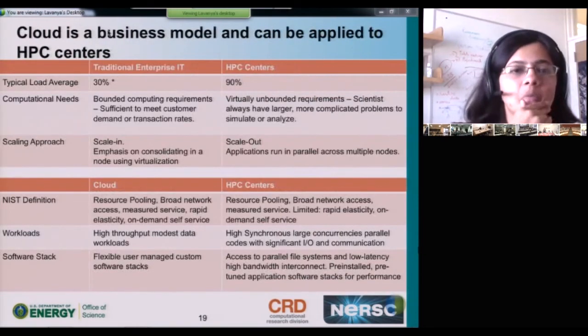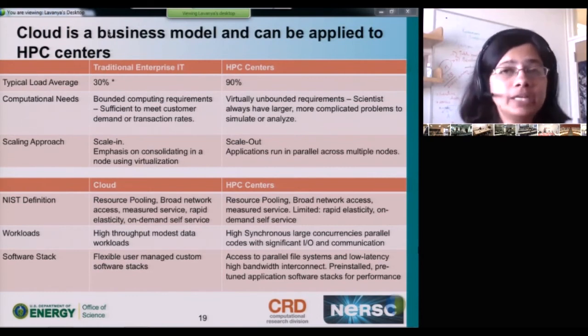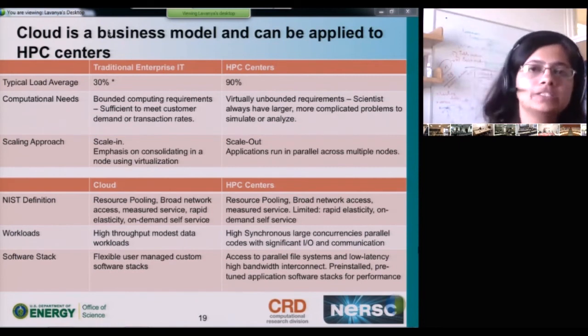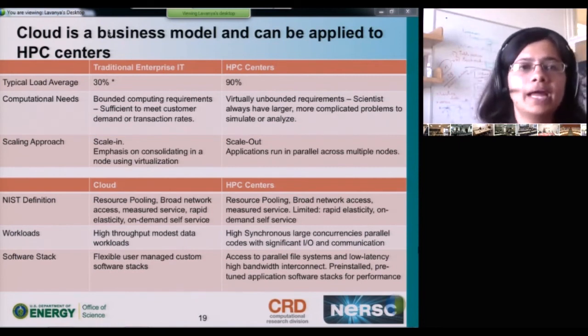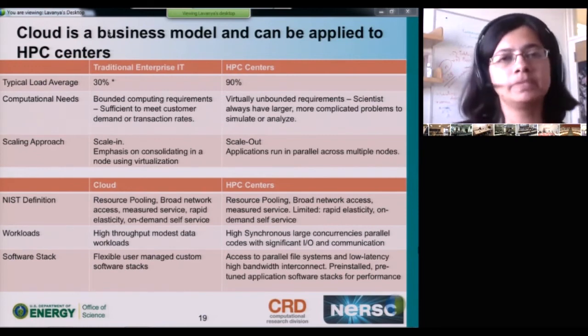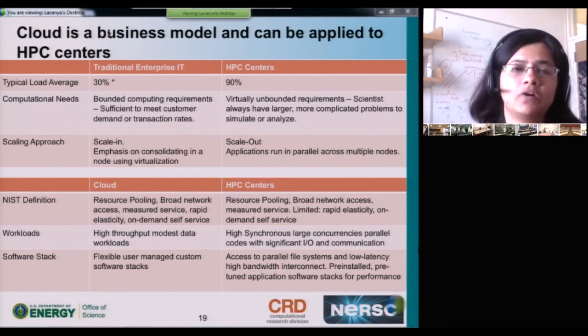So the conclusion for us was essentially that cloud is a business model. There are definitely a lot of things that clouds provide that can be applied at HPC centers. So one of the things we did was to tease out these factors and ask, what is the difference between traditional enterprise IT workloads and HPC centers? And you see the typical load average is definitely one of them, and the bounded computing requirements that I talked about.